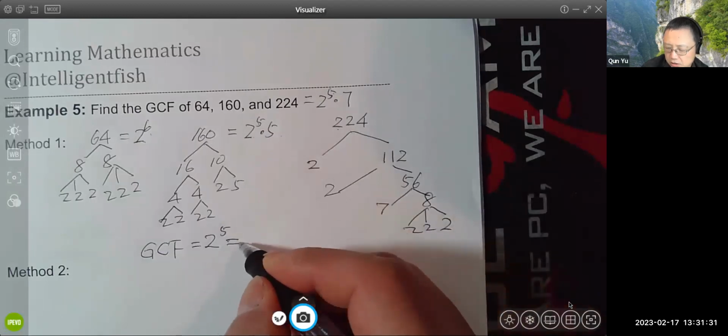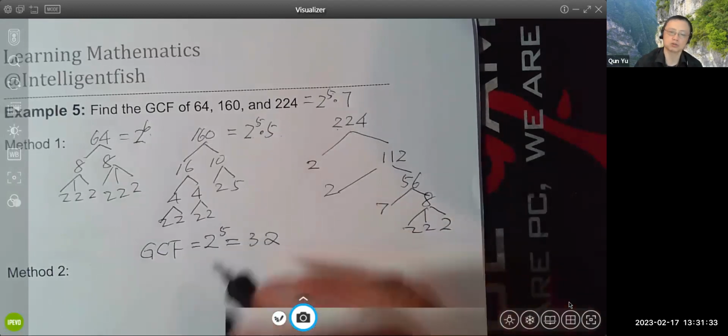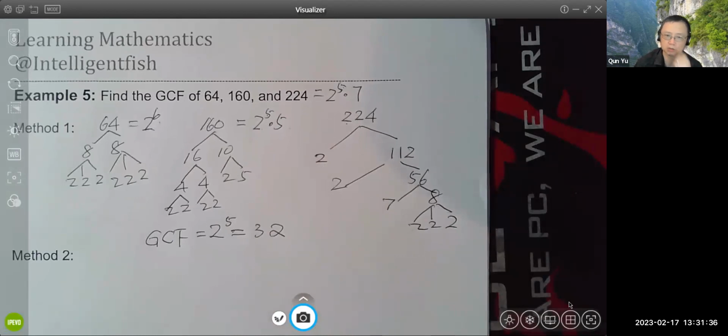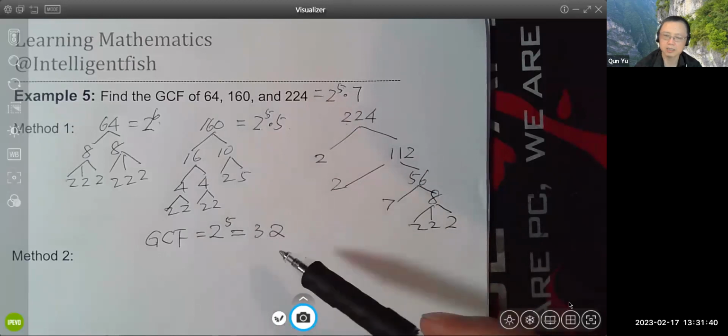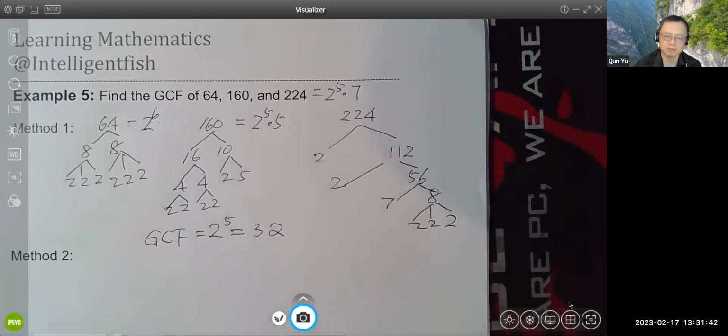So this equals 32. If you multiply 2 by itself 5 times, that's 32. That means all of these numbers can be divided by 32 evenly, and 32 is the largest such number.